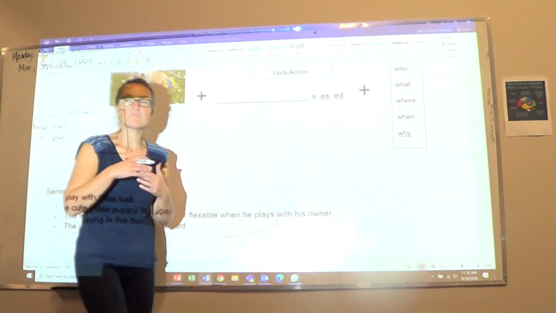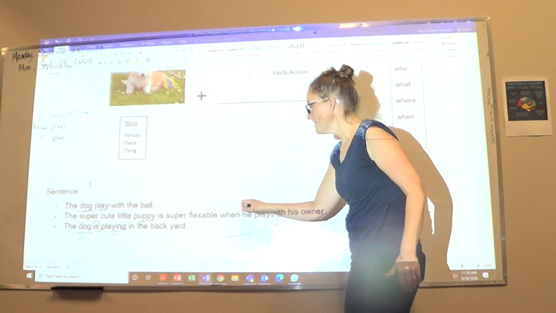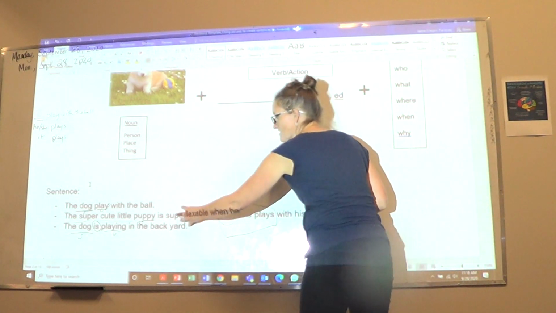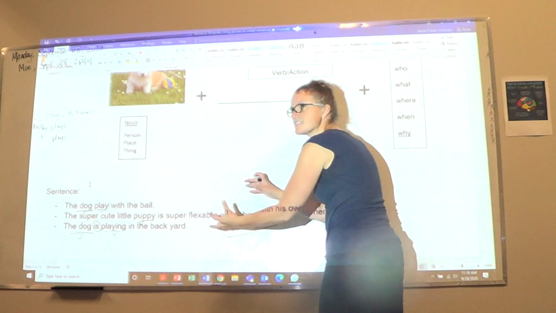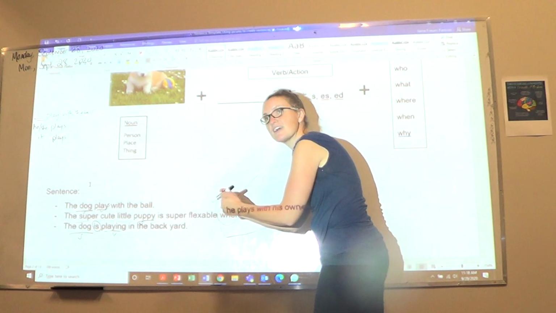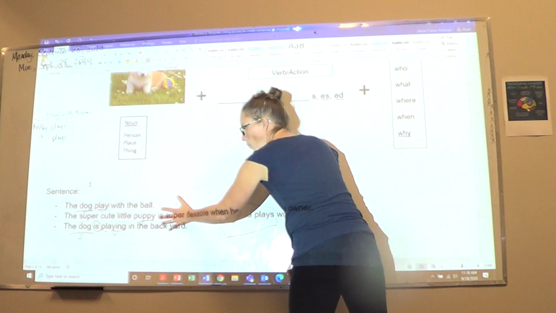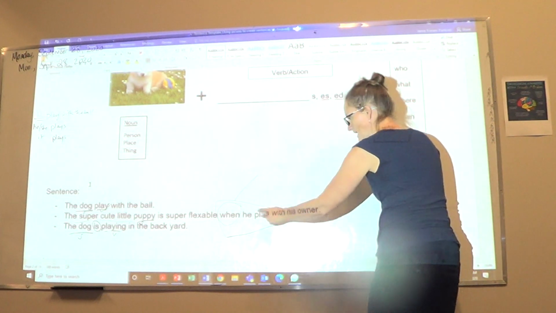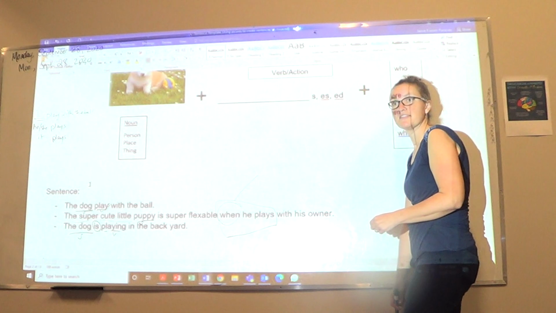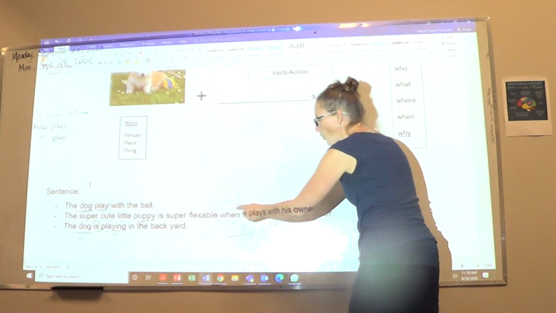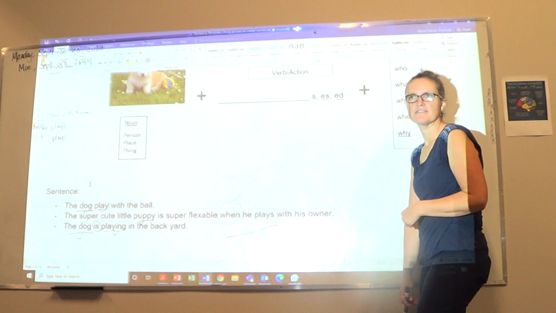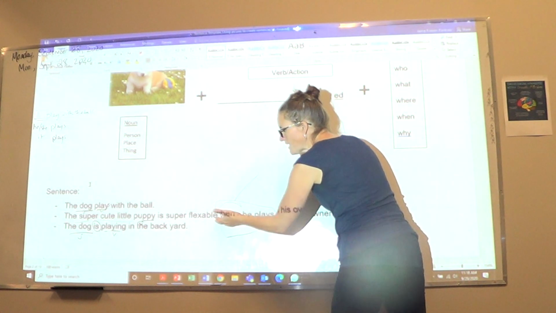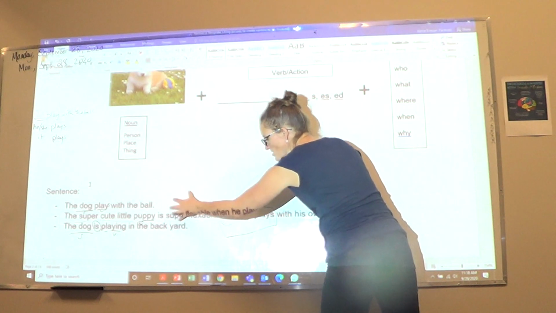This is getting into something much more complex, but when is what we call a conjunction. It is taking this idea and gluing them together. Okay, so we have one complete idea and a second complete idea. He plays with his owner. Is that a complete thought? Yes. When he plays with his owner, is that a complete thought? No. So we can't put a period there. So we have this when that's joining this thought to this thought.